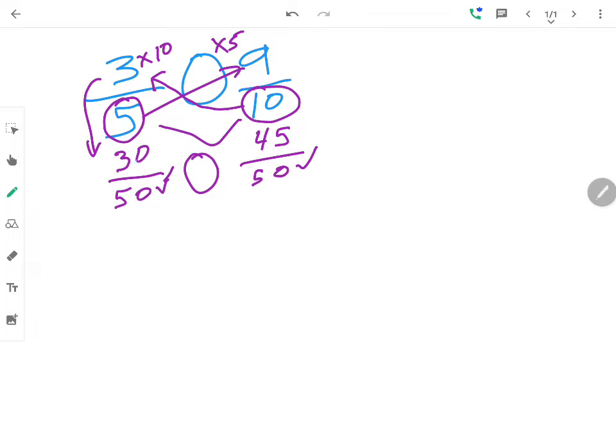And what's bigger, 30 or 45? 45 is bigger. That's how you do that type of question.